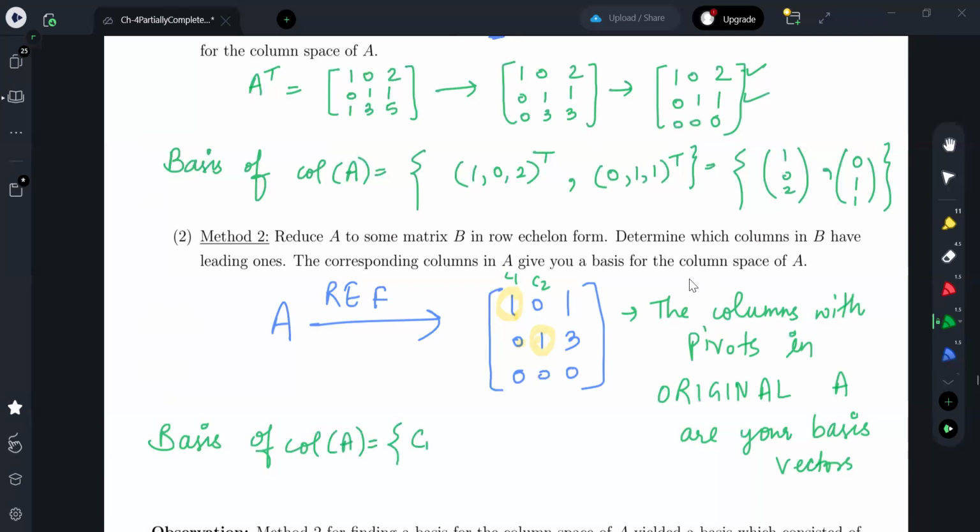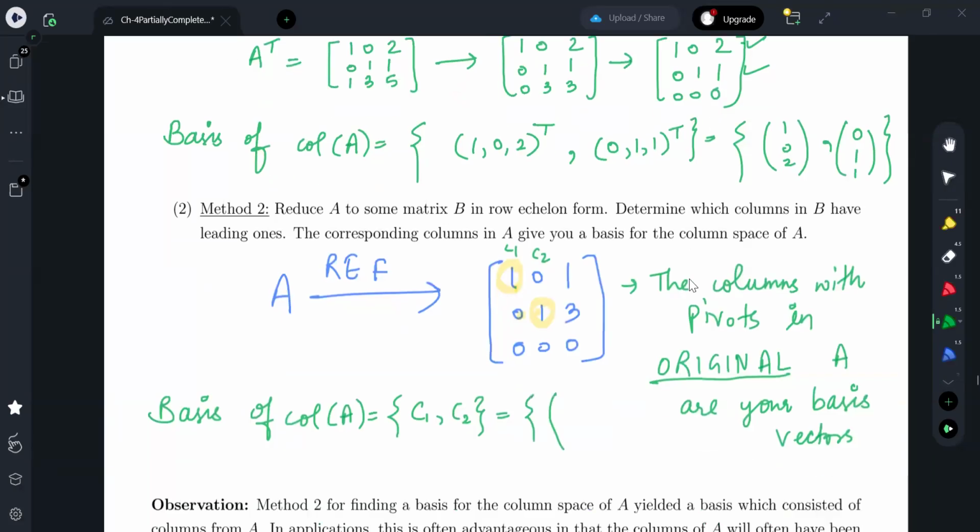You're looking for the pivots in the REF version or the original? Original one. No, I look for the pivots in the REF. Pivots only you can look in the REF. Good question. You have to row reduce. The columns with the pivots. So if these two have pivots, these two columns in the original. Yeah, you see now? Yeah.